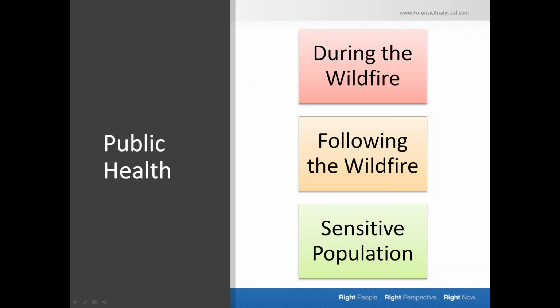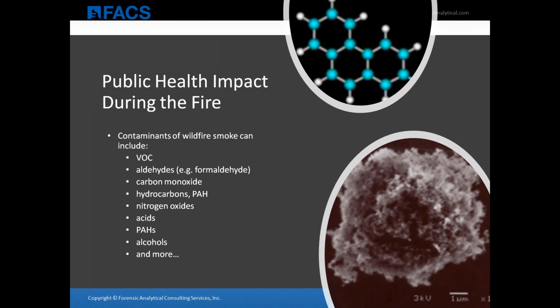Also, when looking at the impact of wildfires, it's most important to look at the public health impact. So I'm going to go over a little bit of what occurs during the actual wildfire, following a wildfire, and then the public health impact to sensitive populations. It's important to look at what the actual wildfire smoke is composed of in order to determine how it will affect the public health of the community.